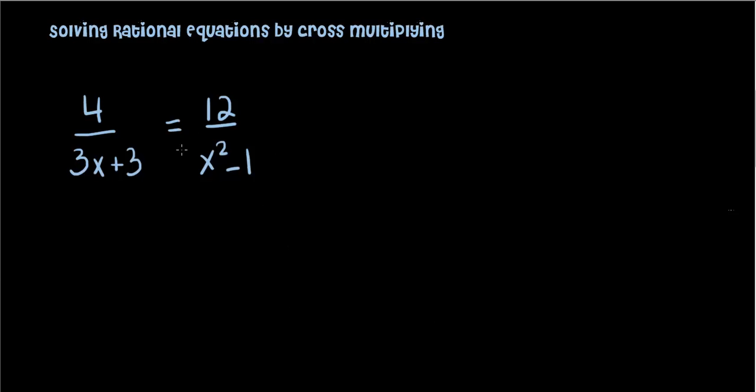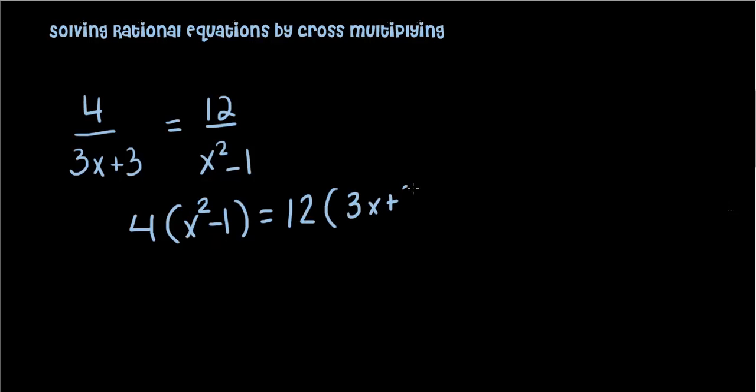So we're going to learn how to solve rational equations by cross multiplying, and the only thing we have to do is, as the title says, we just have to cross multiply. So we're going to have 4 times x squared minus 1 equals 12 times 3x plus 3.